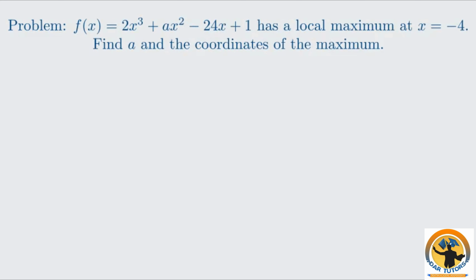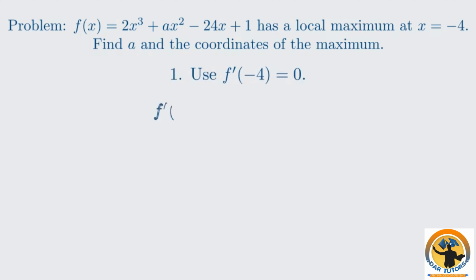Let's tackle a more abstract problem, which is common in IB exams. We are given that the function f of x equals 2x cubed plus ax squared minus 24x plus 1 has a local maximum at x equals negative 4. We need to find the value of the constant a and the coordinates of the local maximum. The key information here is that there's a local maximum at x equals negative 4. This tells us two things. First, since it's a stationary point, the derivative at x equals negative 4 must be 0. Second, since it's a local maximum, the derivative must change from positive to negative at x equals negative 4.